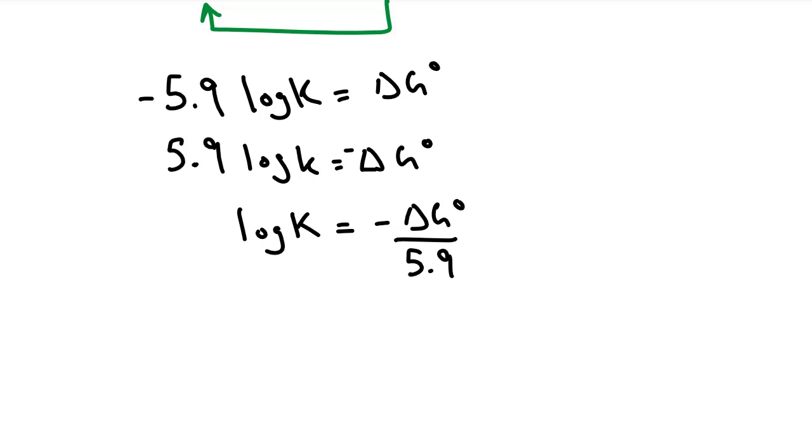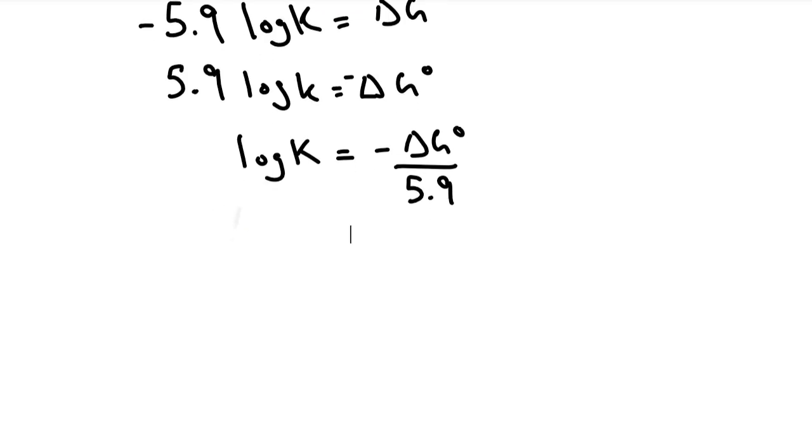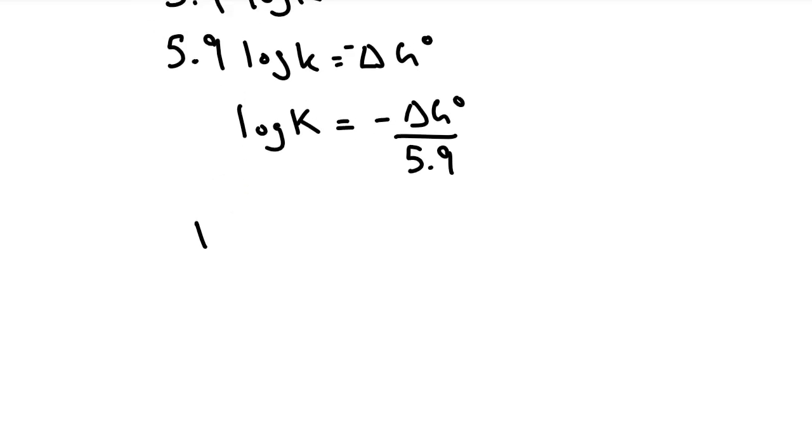Now what I'm going to do is take both sides and put them to the base of 10. So what I'm doing is literally saying this to the power of 10 and this to the power of 10, like that. So I'm going to write it out. So we have 10 to the log of K equals 10 to the negative delta G standard over 5.9. Now, any number, we're just going to do it to the side.